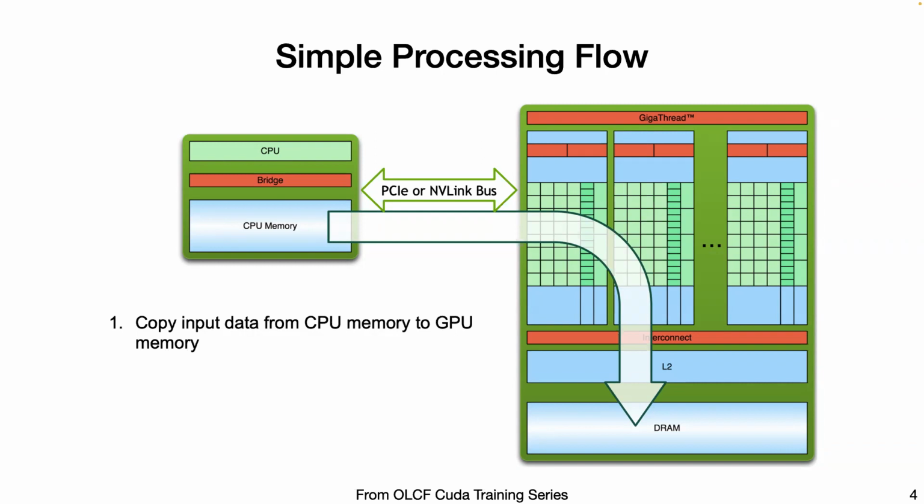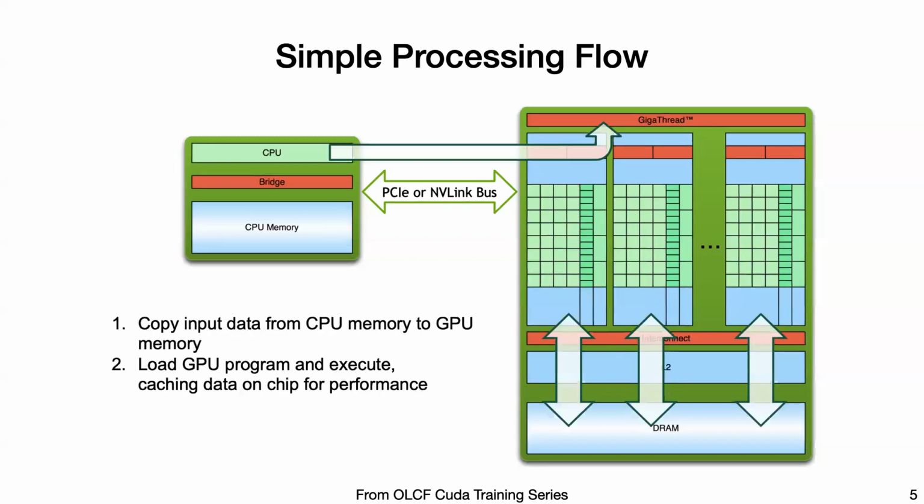The first step is that you get some input data from the CPU. You either generate it in the CPU or you can do disk IO and read your data, and then you have to copy it through the connection onto the GPU. After that, you load your GPU program onto the GPU. Here you wrote some code in CUDA, then you load it here, and then you execute it on the GPU using the architecture that's already available, like the cache hierarchy and the threads.